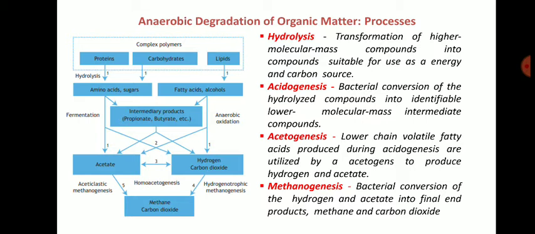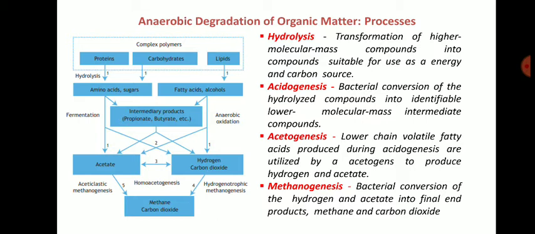So what are the processes involved in anaerobic degradation of organic matter? There are four steps or processes. One is hydrolysis, second is acidogenesis, third is acetogenesis, and fourth is methanogenesis. In the hydrolysis process, there is transformation of higher molecular mass compounds into compounds suitable for use as energy and carbon source. So in hydrolysis, complex organic matter is converted into simpler organic compounds so that these simpler compounds can be utilized easily as a source of energy and carbon by microorganisms.